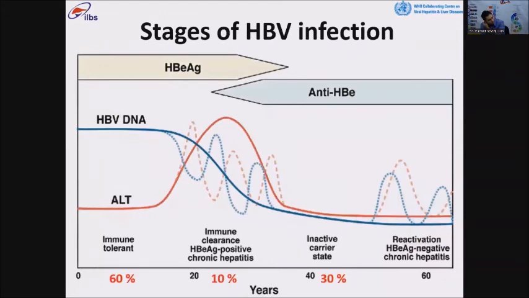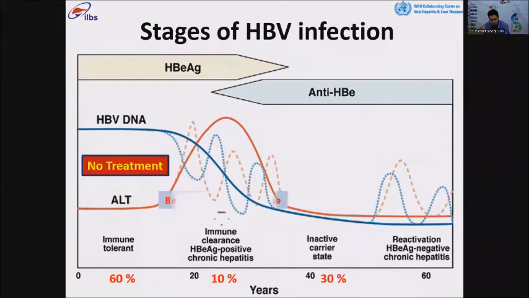So hepatitis B, I'll not go into much detail. But for hepatitis B, they say that the virus, once it enters your body, passes through certain stages: the immunotolerance stage, immunoclearance stage, inactive carrier stage, or reactivation. These are the stages. In children, mostly 90% of them are in the immunotolerant or inactive carrier state.